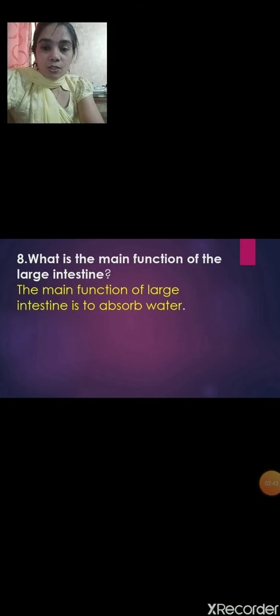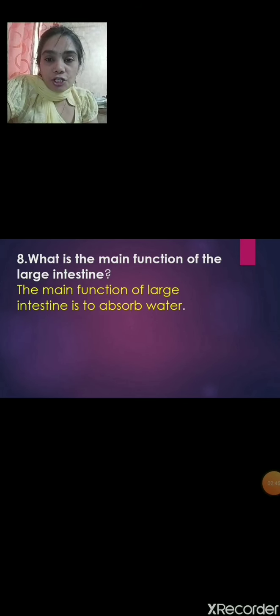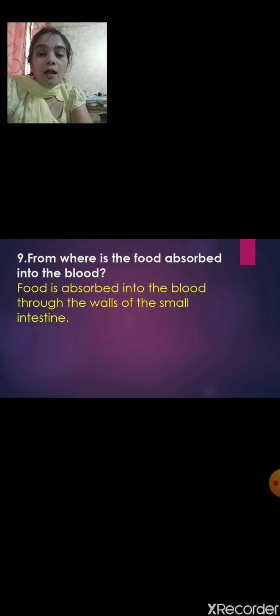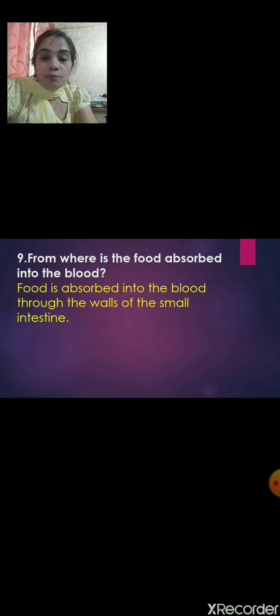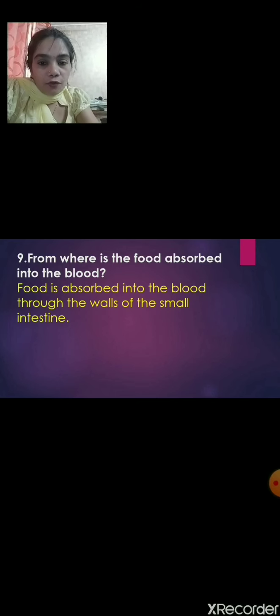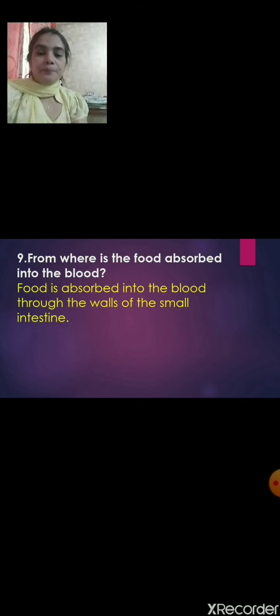our next question is, what is the function of the large intestine? The main function of the large intestine is to absorb water. From where? From the undigested food. So from where is the food absorbed into the blood? Through the walls of the small intestine. So food is absorbed into the blood through the walls of the small intestine.